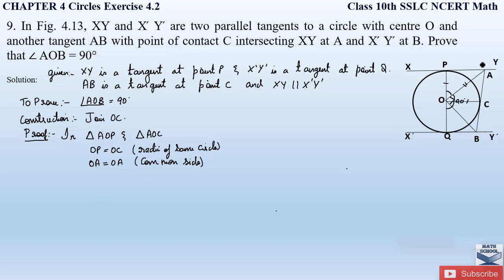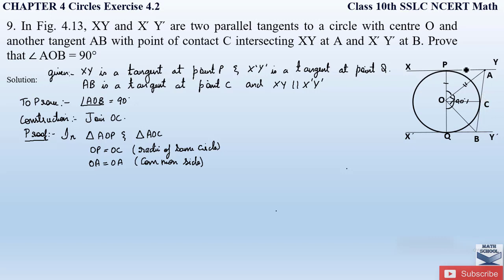Now the third side which is equal that we are going to take here is, you can see that there is a point A which is external to this circle, and for any tangents drawn from this external point A, the lengths of the two tangents will be equal. That we know from our theorem 4.2. So by applying theorem 4.2 here, we can say that the two tangents drawn from the external point A, that is AP and AC, will be equal in length.